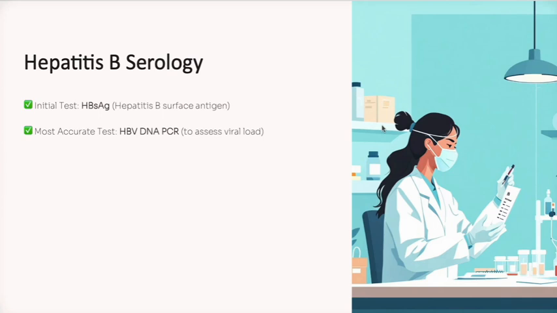I'm going to show you a way that you will be able to spot the right answer with every hepatitis B serology question. So within the next 5 minutes, you will get this right. The first thing when it comes to hepatitis B serology, the question may ask, what's the best initial test? Never let the questions confuse you between the initial test and the most accurate test. Always read that. For hepatitis B serology, the best initial test is HBsAg, hepatitis B surface antigen, and the most accurate test is HBV DNA PCR.